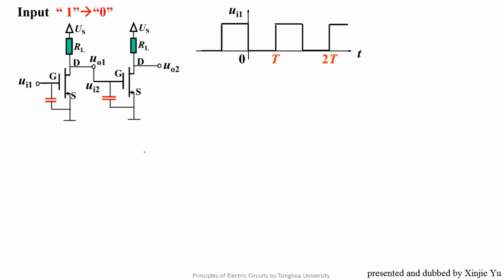Next, let's analyze another process in which the input signal changes from high level to low level at t equals 0. For the convenience of analysis, the time axis is changed, which is different from the previous page. Similarly, we need to draw the corresponding equivalent circuit before switching.